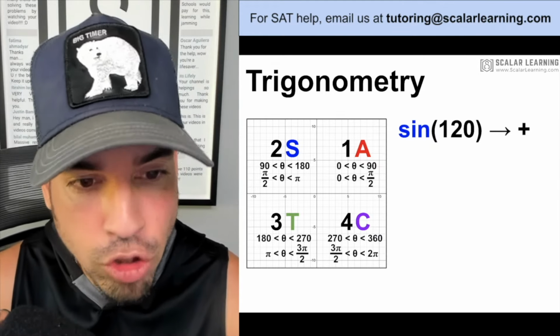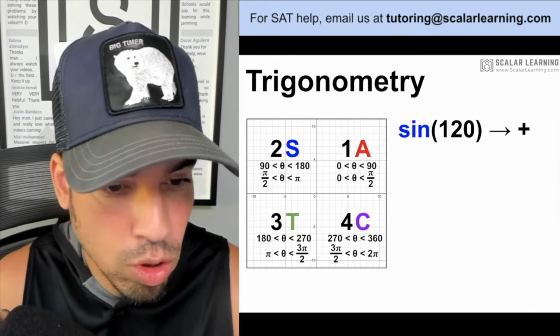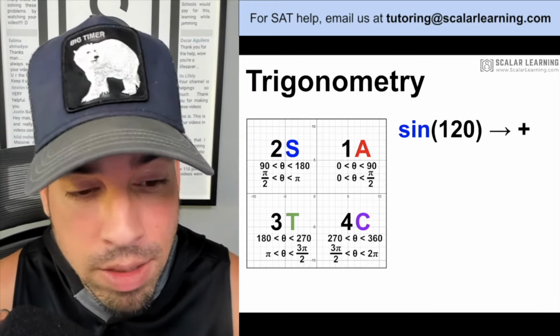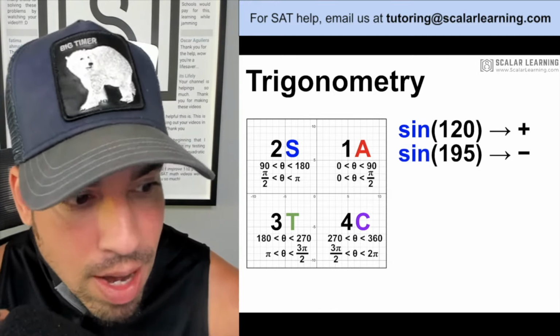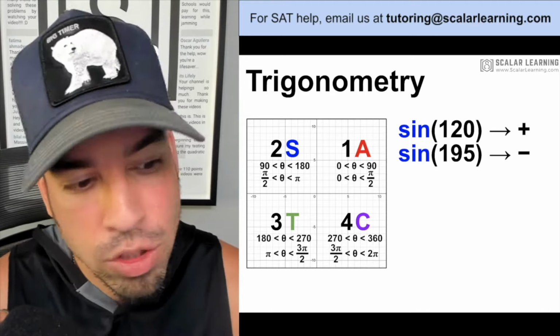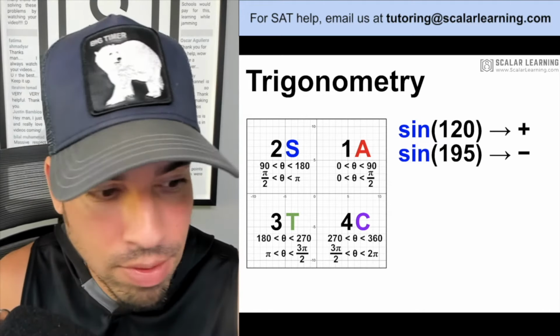If I took sine of 120 degrees, that would land us in quadrant 2. That result would be positive. If I took sine of 195, now we're in quadrant 3, right? So that means sine will be negative in quadrant 3.